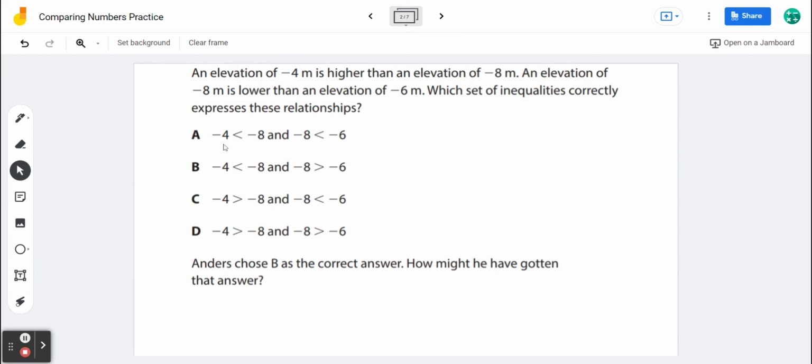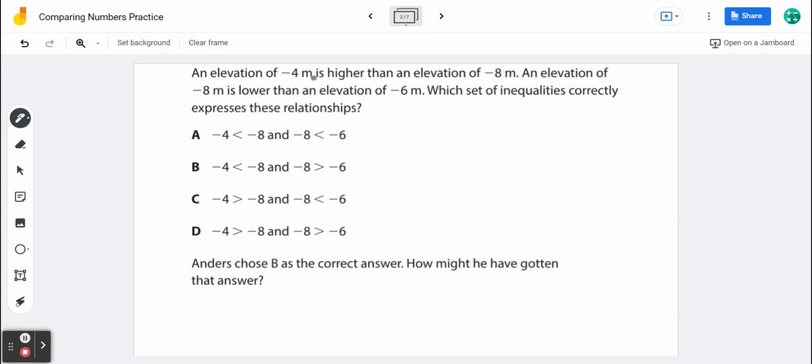All right, next one, number 2. An elevation of -4 meters is higher than an elevation of -8 meters. An elevation of -8 meters is lower than an elevation of -6 meters. Which set of inequalities correctly expresses the relationship?